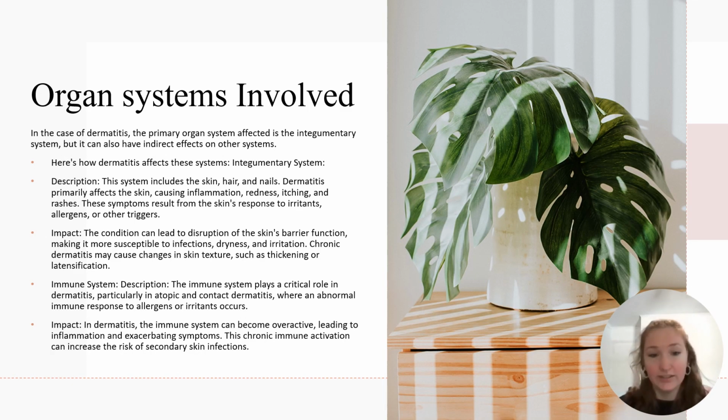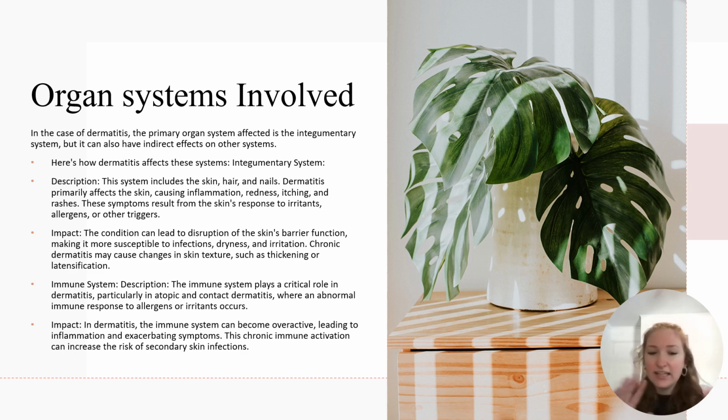Like we discussed earlier, one of the organ systems involved is the integumentary system. That's the main one. The system includes the hair, the skin, and the nails, so it's not just your skin. But dermatitis primarily affects the skin. This can lead to the disruption of the skin's barrier function, making it more likely to have infections, dryness, or irritation. And this also affects the immune system, and the immune system plays a critical role in dermatitis.